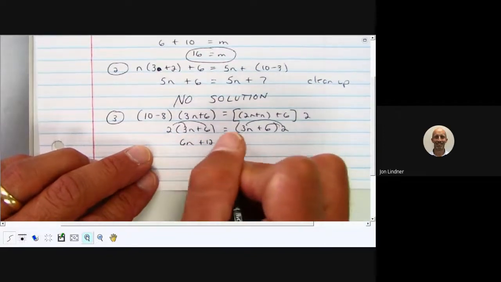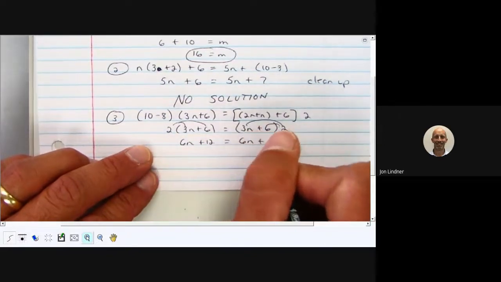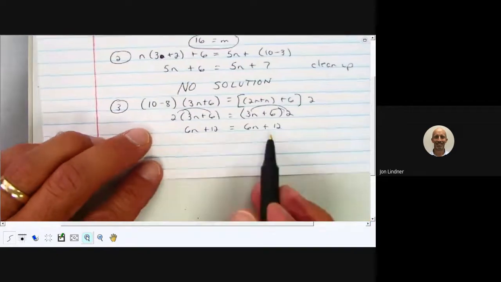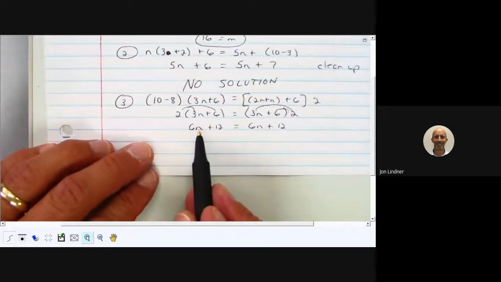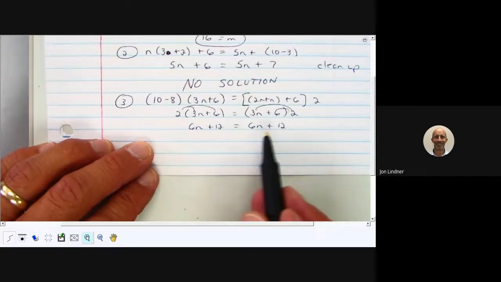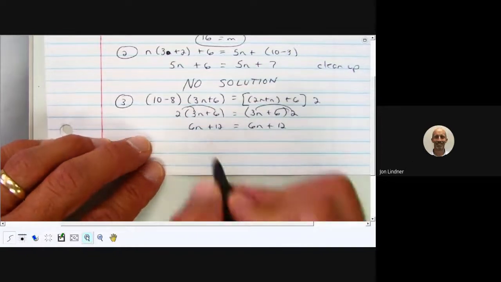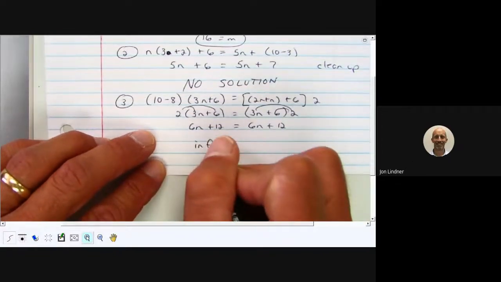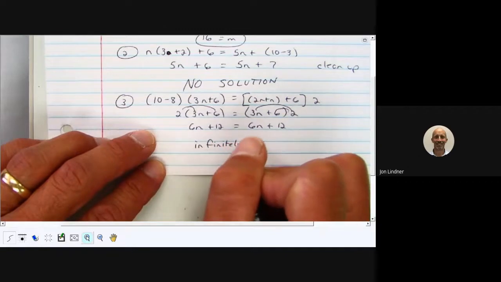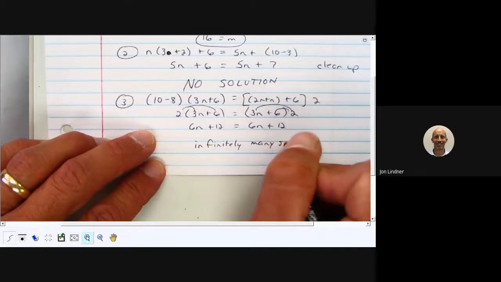and I see that the left side is exactly equal to the right, which means no matter what number I pick, if I pick 5, 6 times 5 plus 12 equals 6 times 5 plus 12. No matter what number I pick for n, it's going to work. So in this case, we would say that there are infinitely many solutions.